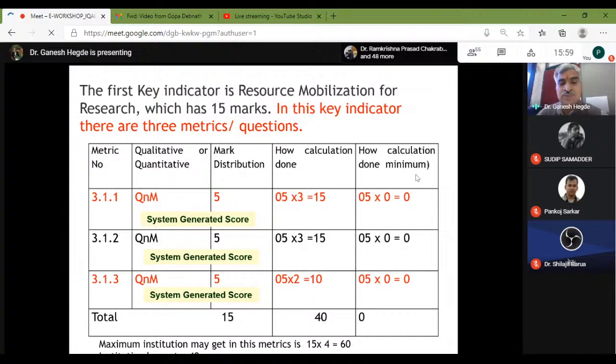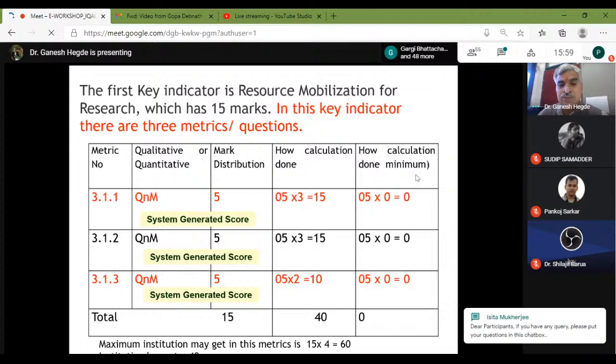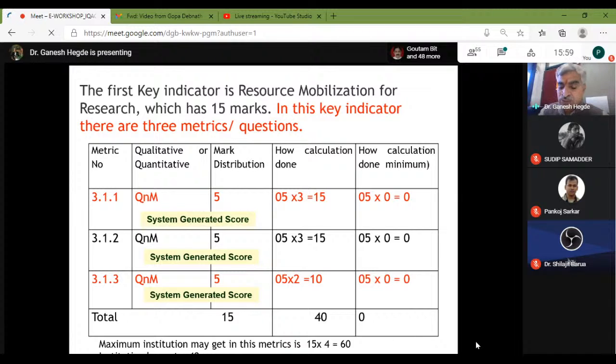Resource mobilization has 15 marks. The 15 marks are further divided into 5, 5, 5. All three are quantitative in nature and will be validated through the DVV process. Hypothetically, I have put 2 and 3, which will be available for the institution also. If you put the 3, then it will be 15. If you put the 2, then it will be 10. So hypothetically, I have put 5, 3, 2 and 3. The maximum one can get is 60, but the institution has got only 40.